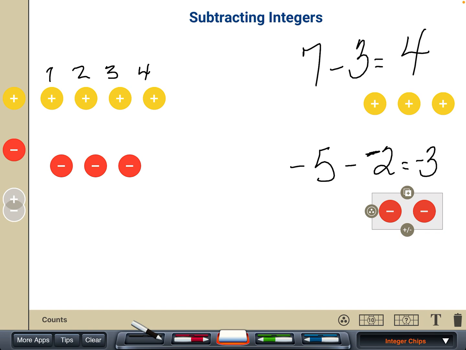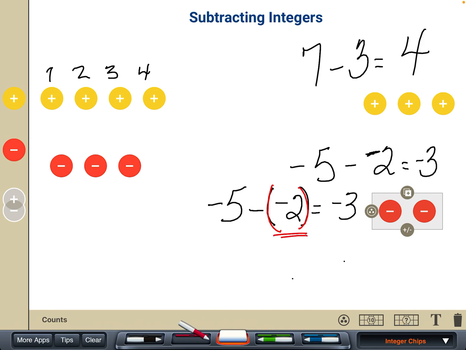Oh, I forgot. I wanted to tell you this. So you see this right here? Sometimes this problem is written this way with those parentheses there. So these parentheses are just saying, hey guys, I want to make sure that you know that's a negative 2. That's all the parentheses are saying.